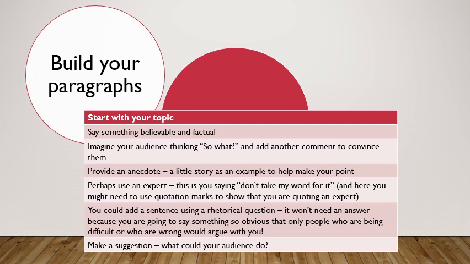The best thing to write about in a task like this is to add a little story, an anecdote, as an example to help make your point. You could also use an expert, somebody who can back you up. It's kind of you saying, don't take my word for it. And here, rarely, of course, you might need to use quotation marks to show that you're quoting an expert. You could also add a sentence using a rhetorical question. And you might make a suggestion. What could your audience do? What could they do next? What do you want them to do?